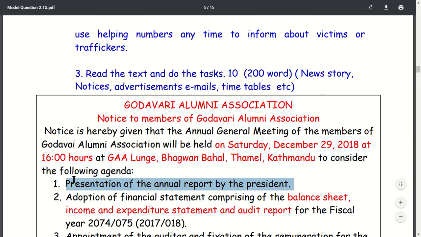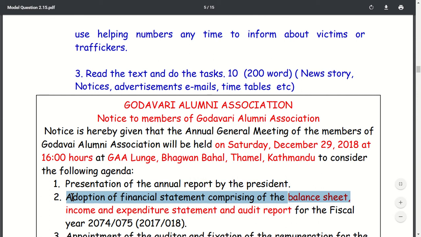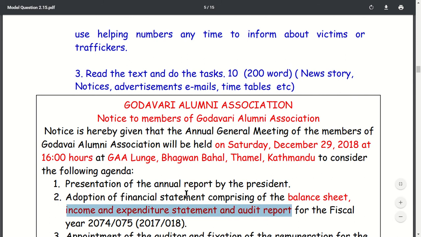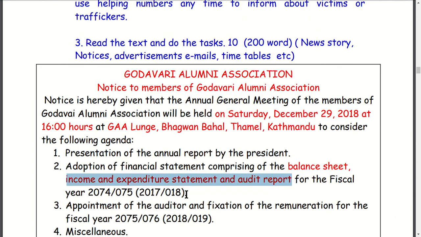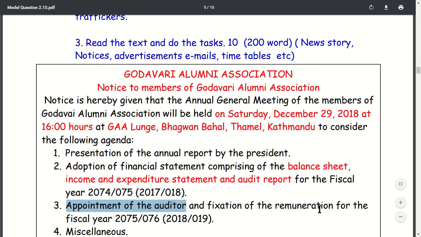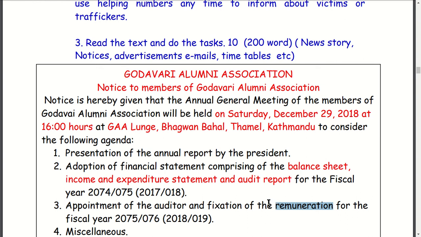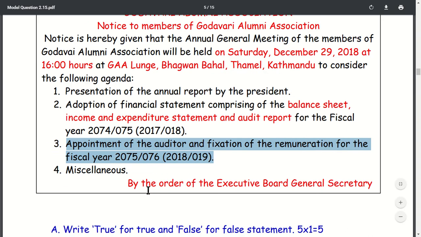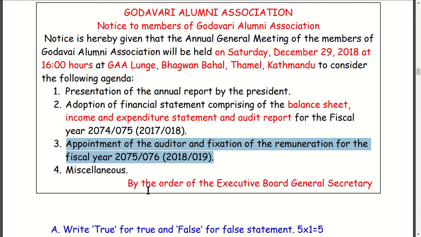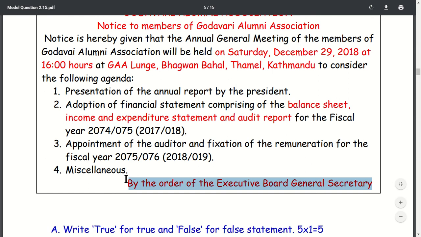Presentation of the annual report by the president. Adoption of the financial statement comprising the balance sheet, income and expenditure statement and the audit report for the fiscal year 2074-75. Appointment of the auditor and the fixation of the remuneration, means payment, how much money to pay him for the fiscal year. Miscellaneous, means other different agenda will be discussed here. By the order of the executive board, the general secretary published this one. It's new here.